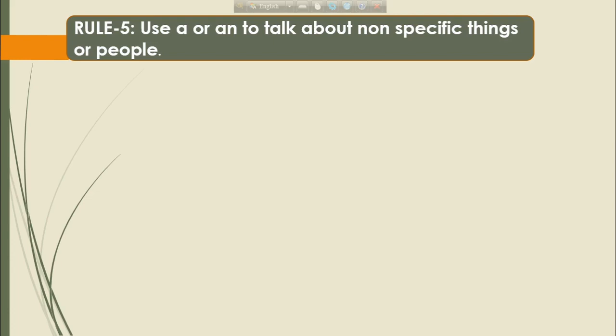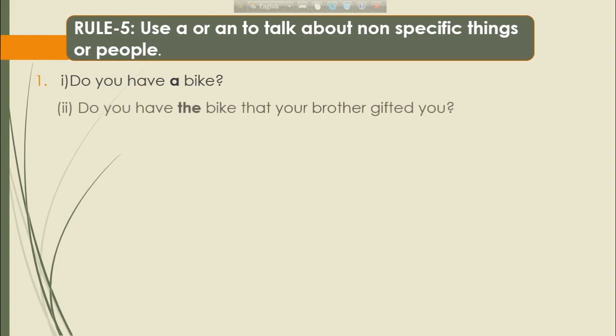Now come to rule number 5. Use a or an to talk about non-specific things or people. Whenever we are talking about a non-specific thing, we use a or an. For example, do you have a bike? Here we are referring to any bike. I just want to know whether you have a bike or not. I'm not caring about some specific bike here.